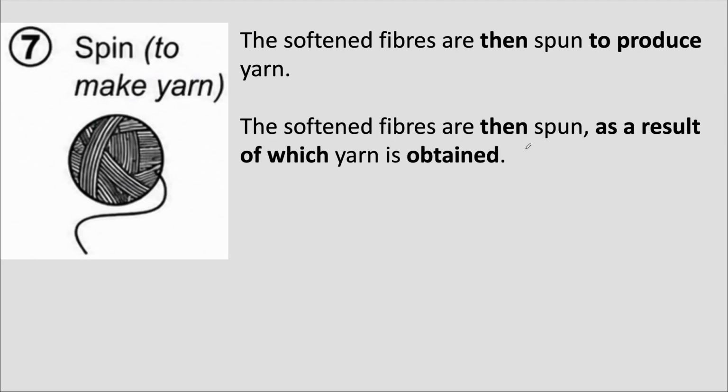The seventh step is spin to make yarn. Yarn means thread. In this step, the softened fibers are used to make yarn. The third form of the verb spin is spun. So we write, the softened fibers are then spun to produce yarn. Or we can use the phrase as a result of which yarn is obtained, which means because of which.